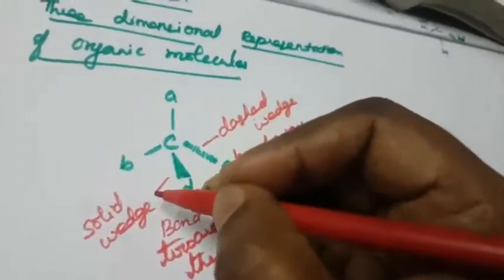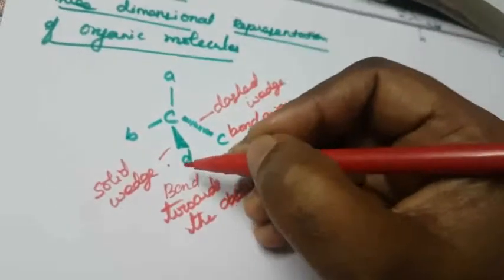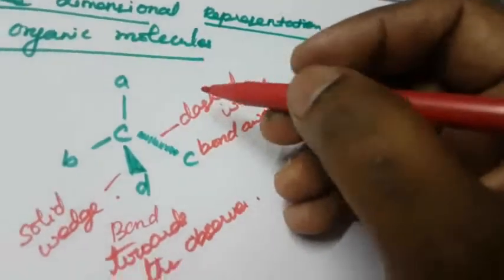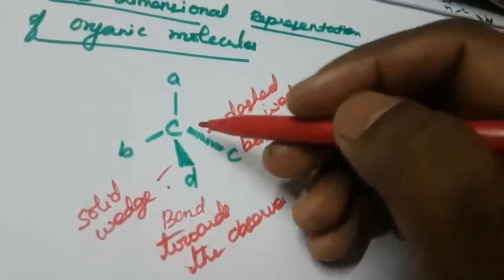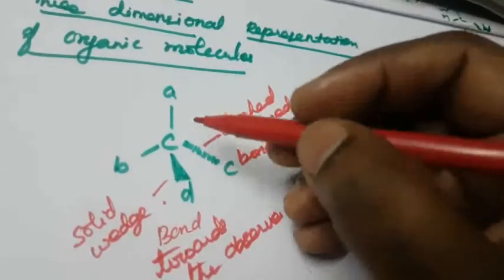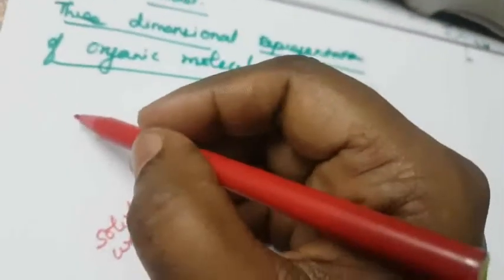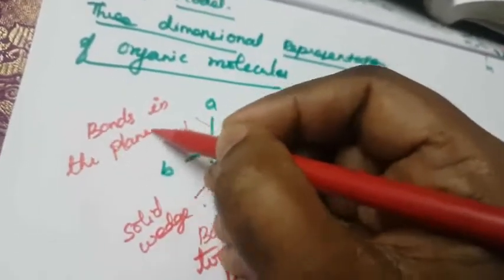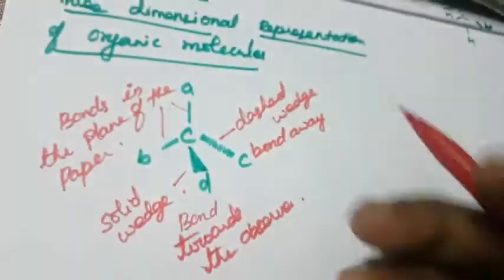This is called a solid wedge: above the plane, a bond towards the observer. This is a bond away from the observer, below the plane. That is the normal line: bonds in the plane of the paper. So this is the solid line, the bonds in the plane of the paper. Okay, so this is the three-dimensional view.